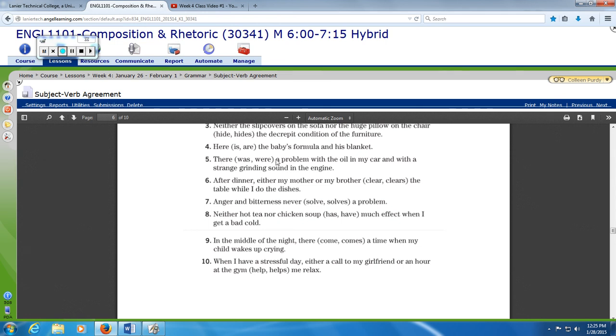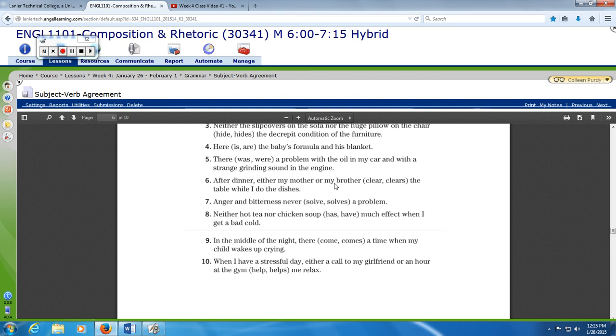Same thing with was. Well, what's my subject? Let's get rid of prepositional phrases. With the oil, in my car, with a strange grinding sound in the engine. You've got compound prepositional phrases here. That's what that and is about. Okay? So there was a problem, or were a problem. That's your essential sentence. So remember, this displaces the subject back here. Your problem is your subject. That singular takes a singular verb. There was a problem. All right?